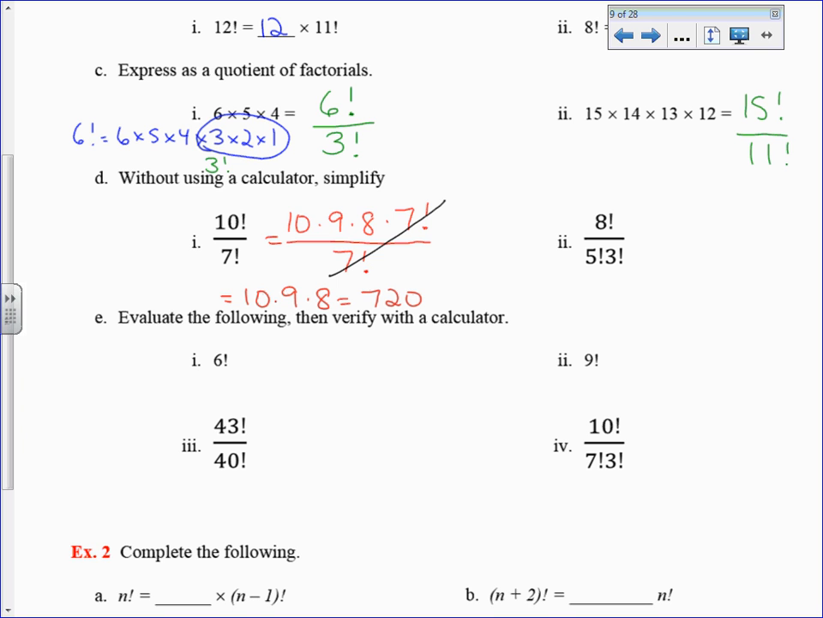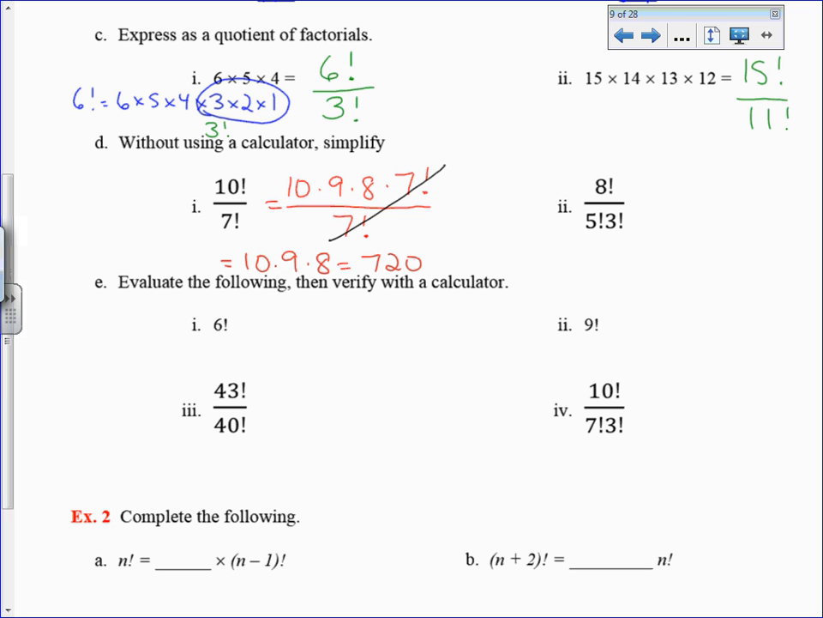Sorry? It just gives you the answer, but if you're asked to show your work, you don't get the answer. But you can check that you're right. You can use your calculator to check that you're right.